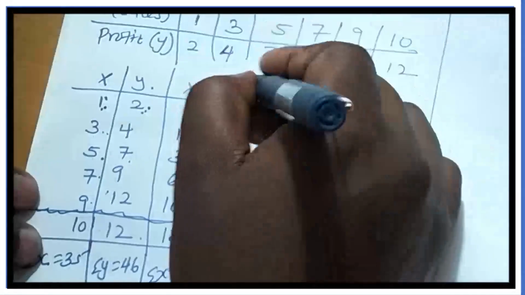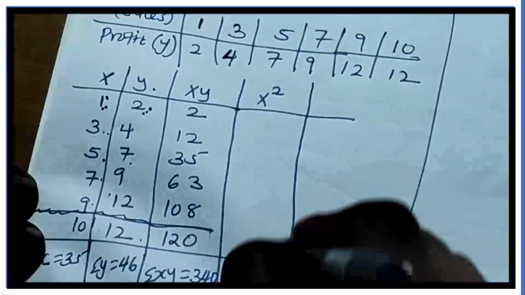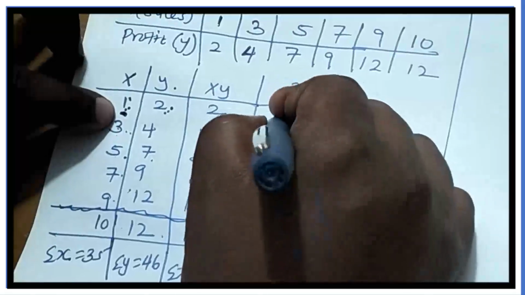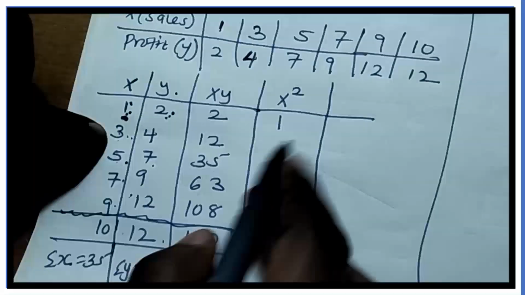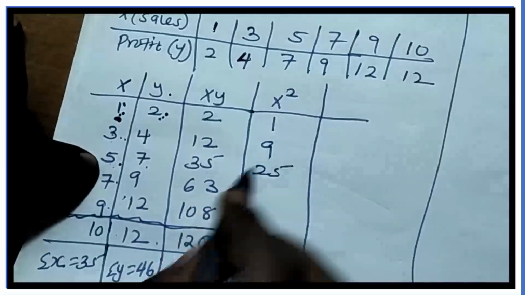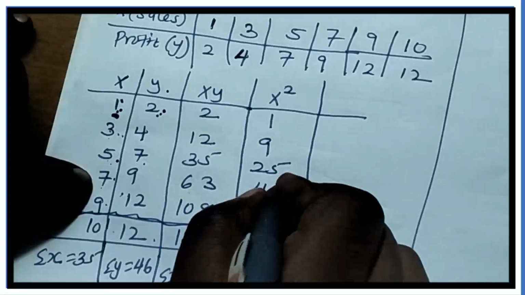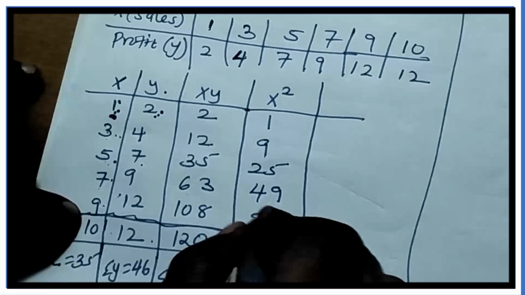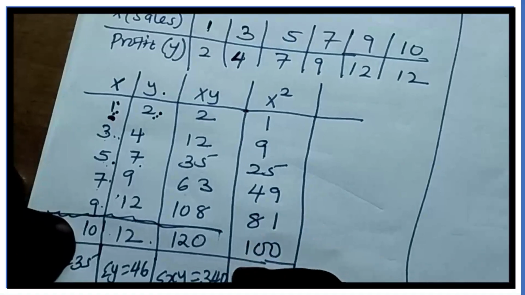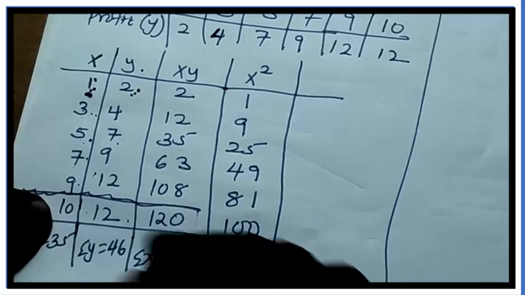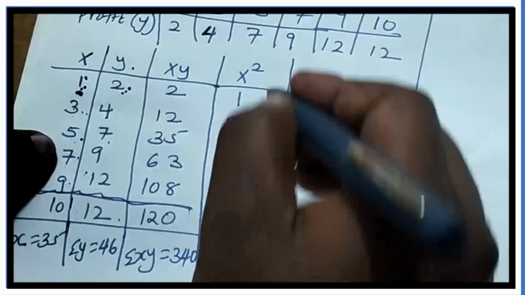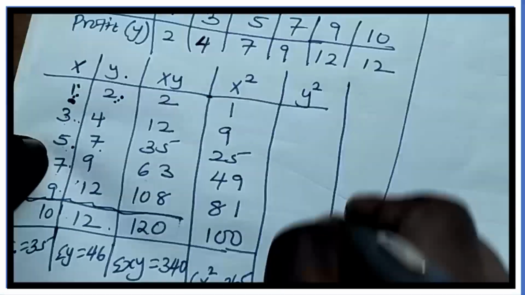So in this case, I need x squared. Remember, I had the data of x, so I need to square 1, it will be 1. I square 3, I'll get 9. I square 5, I'll get 25. I square 7, I'll get 49. I square 9 again, it will be 81. I square 10, it will be 100. So what will be the summation of x squared? 265.